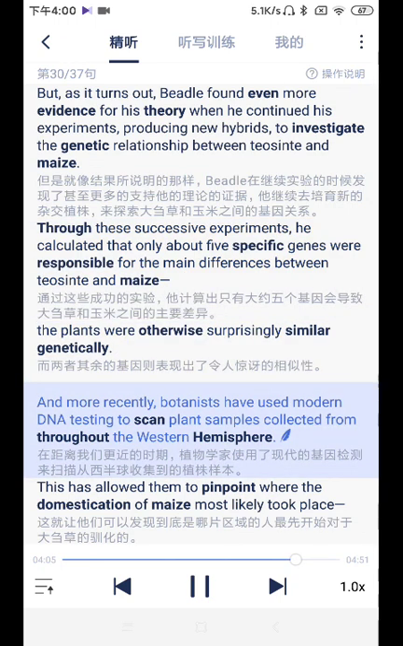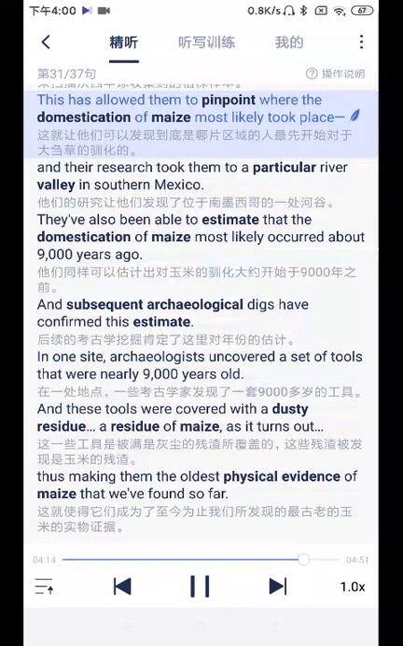And more recently, botanists have used modern DNA testing to scan plant samples collected from throughout the Western Hemisphere. This has allowed them to pinpoint where the domestication of maize most likely took place, and their research took them to a particular river valley in southern Mexico. They've also been able to estimate that the domestication of maize most likely occurred about 9,000 years ago, and subsequent archaeological digs have confirmed this estimate.